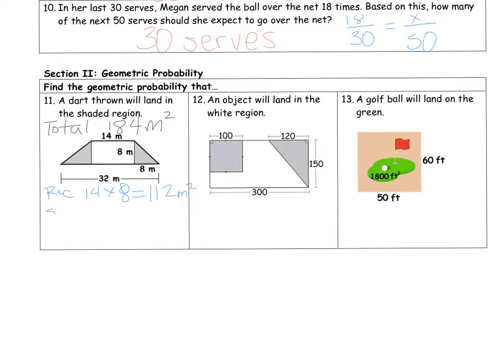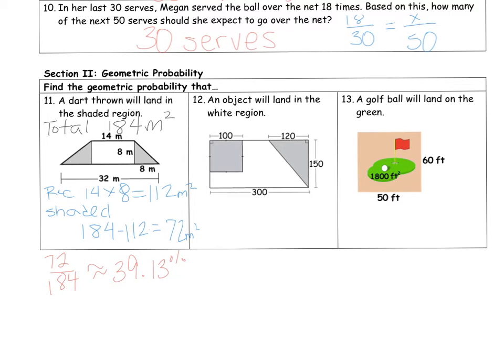And therefore, to find the shaded, we have to say the total area minus the unshaded, which gives us 72 meters squared of shaded. Therefore, 72 out of 184 is your chances of it landing in the shaded region, which is approximately 39.13%.